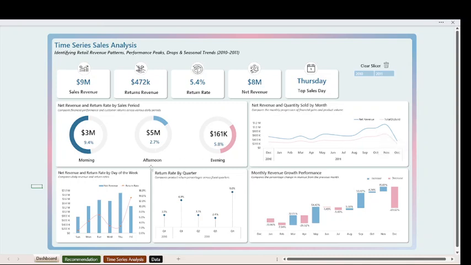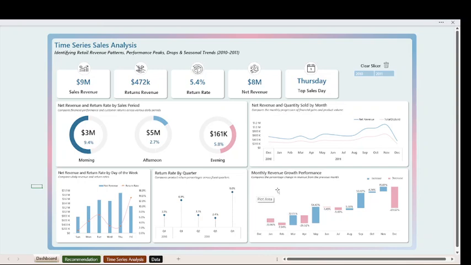October. Moving on to the net revenue and return rate by day of the week. The best performing day of the week is Thursday, as the highest revenue was generated on Thursday at 1.8 million. But the highest return rate was on Friday, and this could be attributed to people wanting to return their products before the weekend. The next is the return rate by quarter, and the highest returns were in the fourth quarter.